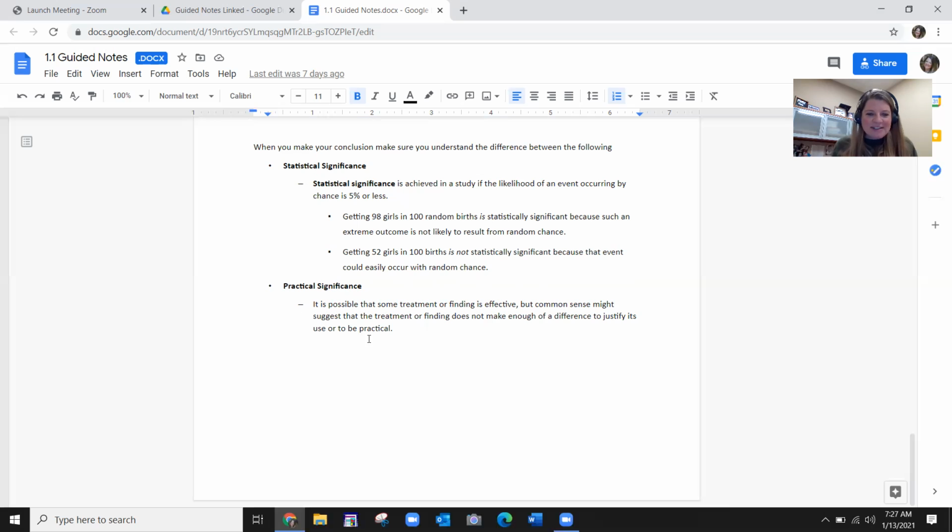Okay, practical significance. Is it possible that some treatment or finding is effective, but common sense might suggest that the treatment or finding does not make enough of a difference to justify its use? So there's a new medication. They swear if you take it, you're going to have a baby girl. They swear it. And it's 52 out of 100. I mean, yeah, it's showing you're having more girls, but is it really practically significant? Your decision, okay? Can it really be justified?